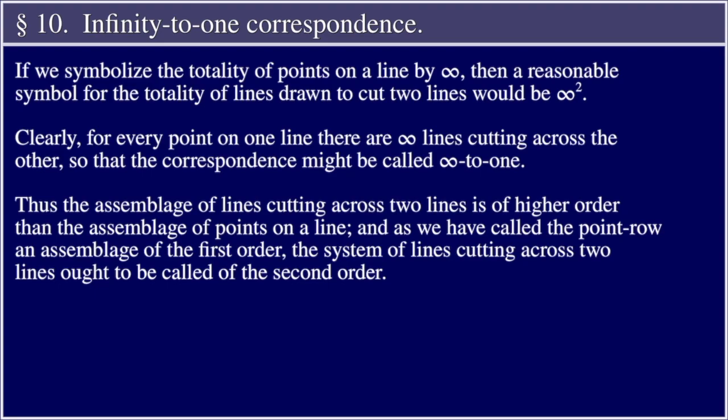Thus, the assemblage of lines cutting across two lines is of higher order than the assemblages of points on a line. And as we have called the point rows an assemblage of the first order, the system of lines cutting across two lines ought to be called of the second order.